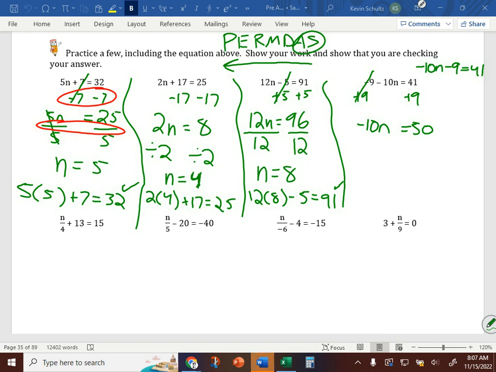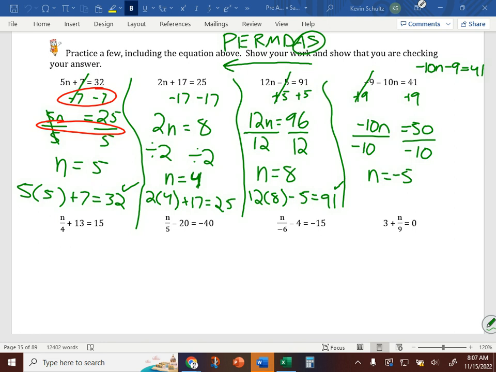So now our second step, what are we going to be dividing by to get n by itself? Negative 10. Okay? Because our goal is to get 1n, and negative 10 divided by negative 10 is how we get positive 1. Anything divided by itself is 1. So 50 divided by negative 10 equals negative 5.